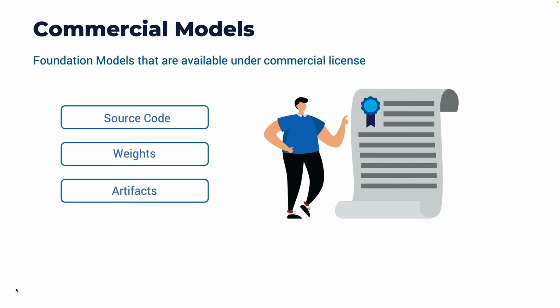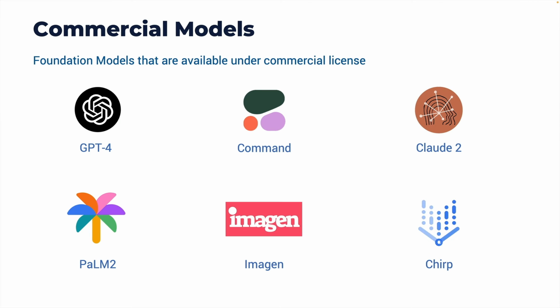So you typically sign up with the provider, grab the API key, and then start consuming the LLM capabilities. Some of the examples of commercial models include GPT-4 from OpenAI, Command from Cohere, Claude 2 from Anthropic, PaLM 2, Imagen, and Chirp from Google. All these are foundation models, but they are available only through an API, and you cannot host them within your data center or in your own cloud environment. They are available within the context of the model provider. So that's about the commercial models.